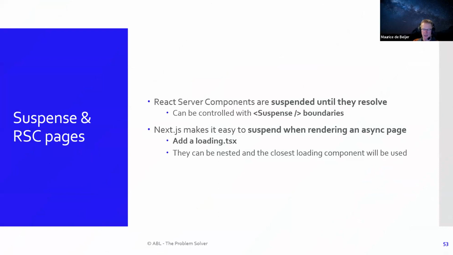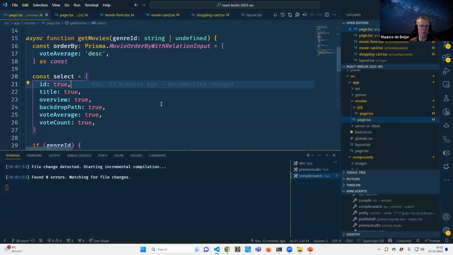But for pages, Next.js adds a Next-specific API, and that's that you can have a loading.tsx, so a loading page there, which is rendered while that page is actually still loading, which is pretty convenient and makes it pretty easy to have some custom UI there. So let's take a quick look at when that would be necessary.